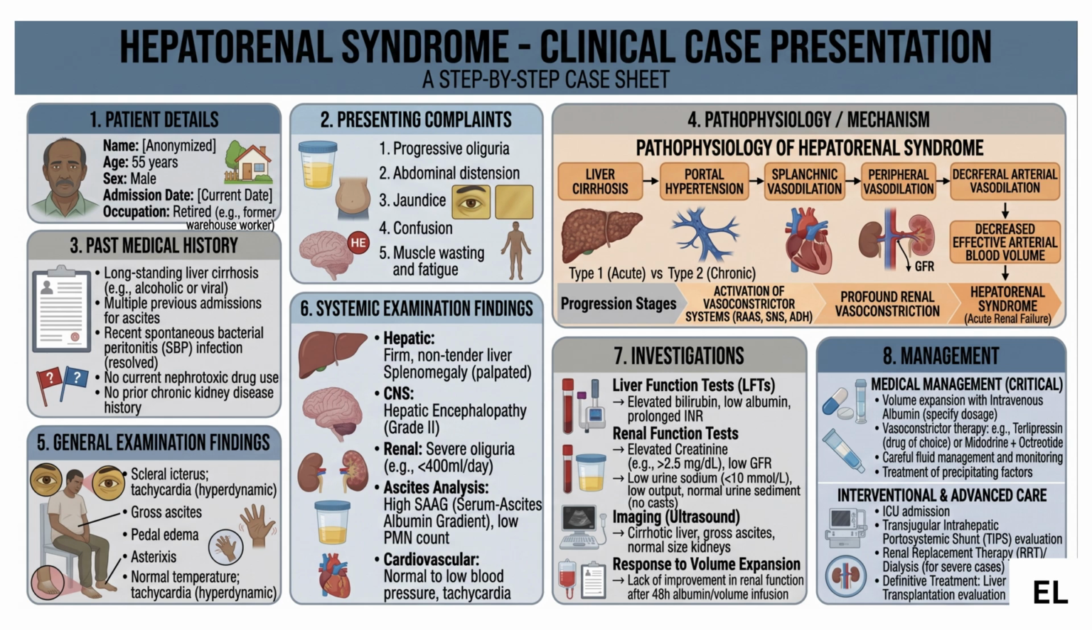The past medical history further strengthens the diagnosis. Long-standing cirrhosis is the most important risk factor for HRS. Repeated episodes of ascites indicate persistent portal hypertension and splanchnic vasodilation. The recent spontaneous bacterial peritonitis is highly significant because infections often trigger circulatory collapse in cirrhotic patients.